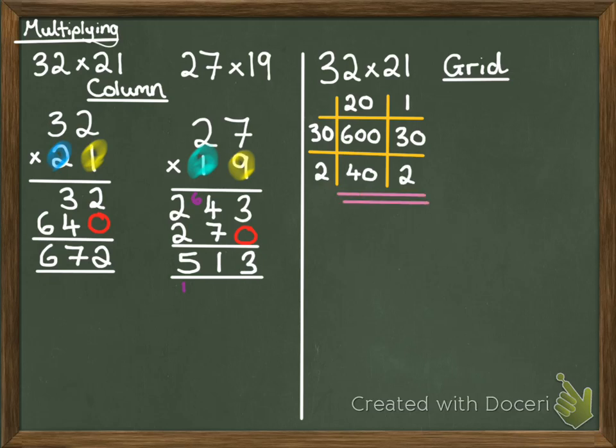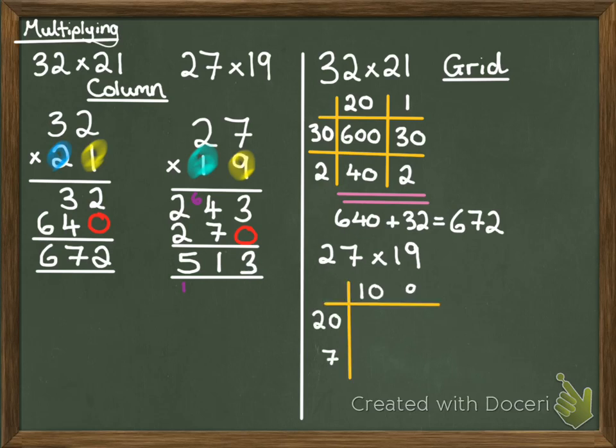We then total these values up, so we do 600 plus 40 to give 640. Then we do 30 plus 2 to give 32. We add these together to give us 672, which is exactly the same answer as we had with the column method. Now look at the 27 times 19.